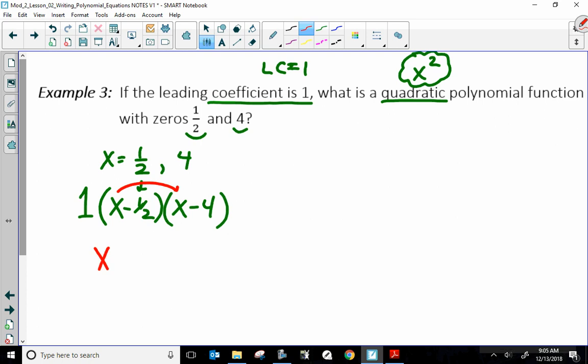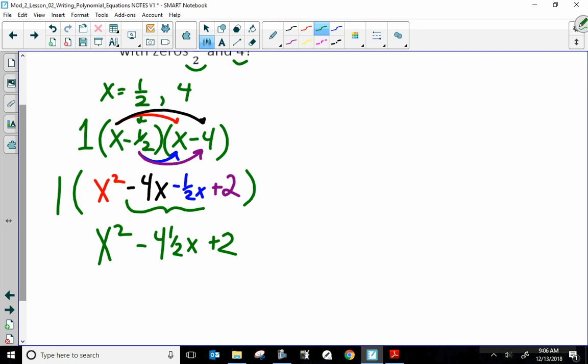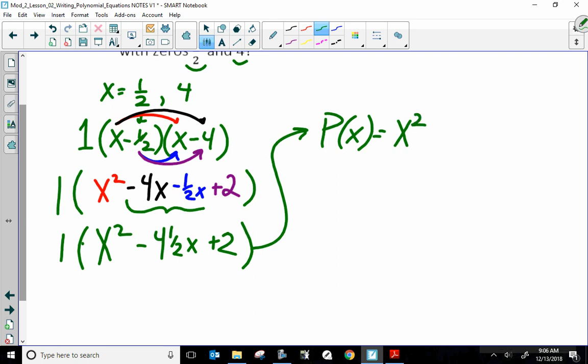X times x, x squared. X times -4, -4x. Okay. Negative 1/2 times x is -1/2 x. And then we got -1/2 times -4 is +2. Okay. So the only 2 things that I can combine here would be these 2. And don't forget, I got to multiply everything times 1, which is itself. So I have x squared minus 4.5 x plus 2. And if I multiply everything times 1, it's going to stay itself. So my equation is x squared minus 4.5 x plus 2.